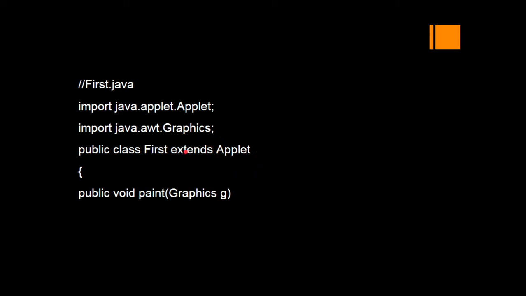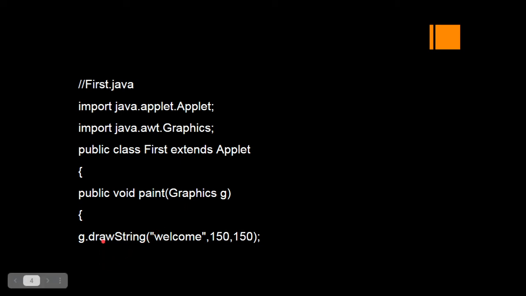Now we are inheriting the qualities of the parent class Applet into the child class First. So now the code begins like this: public void paint(Graphics g). Here Graphics is the class and we have to create an object for the Graphics class. Now g is the object. Then we can apply any function on the graphics. This is a simple example showing how the Graphics class can be used in applets.